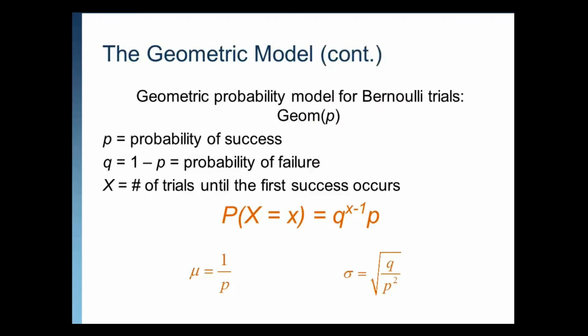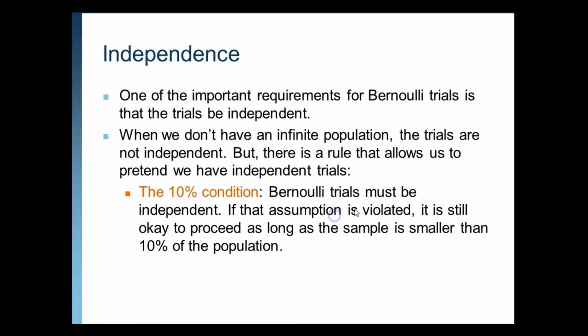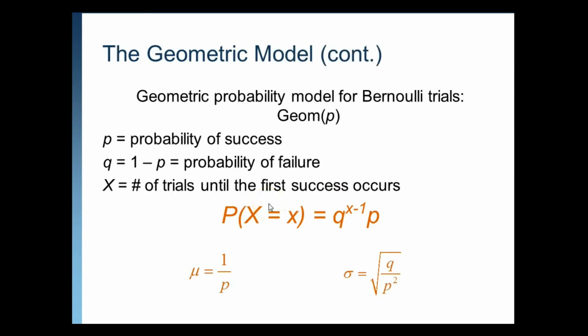So, the geometric model continued. In geometric models, P is the probability of success, Q is the probability of failure, and X is the number of trials until the first success. I'll get into this formula, but this formula right here gives the probability that our first success occurs on the xth attempt.